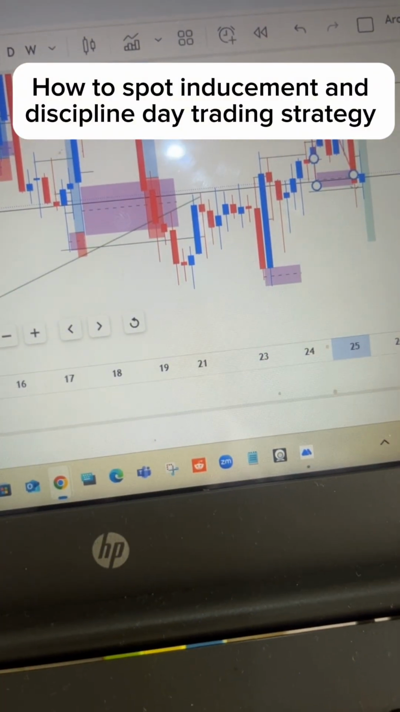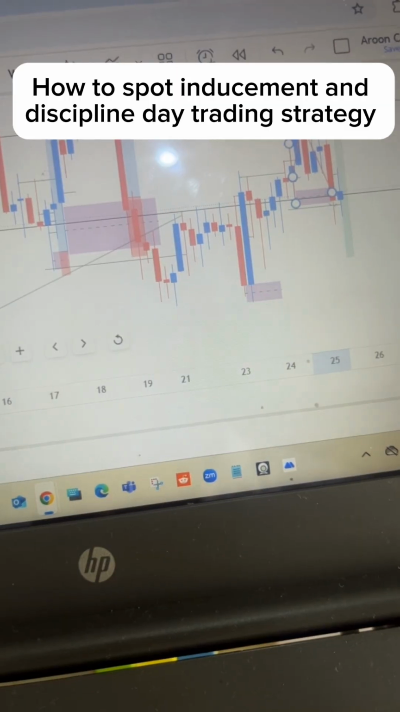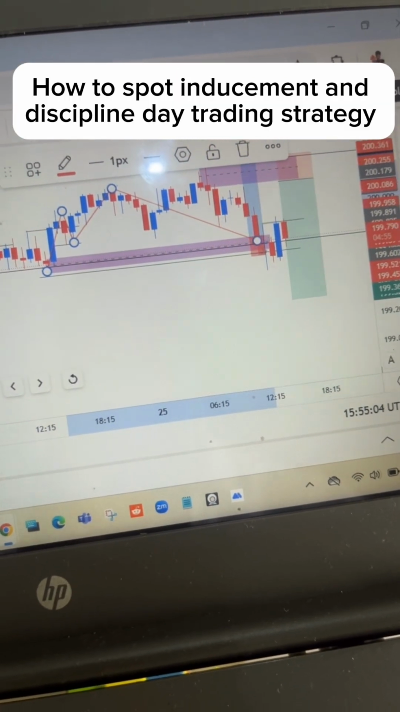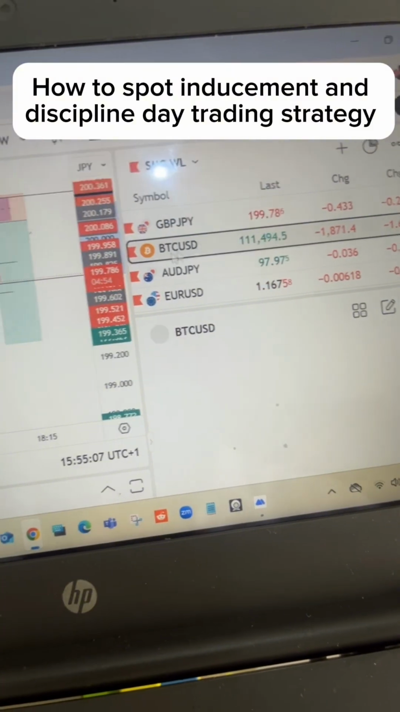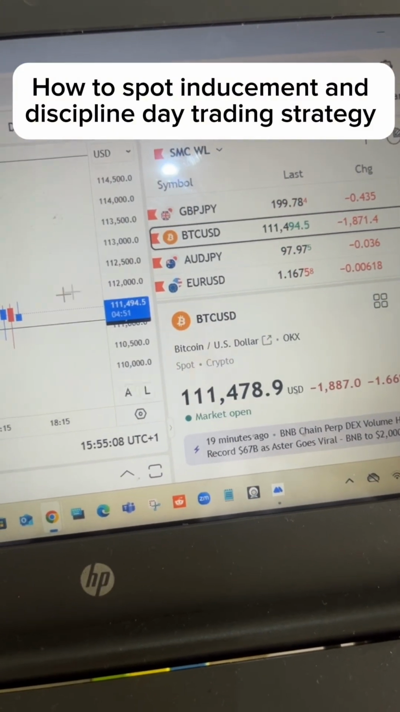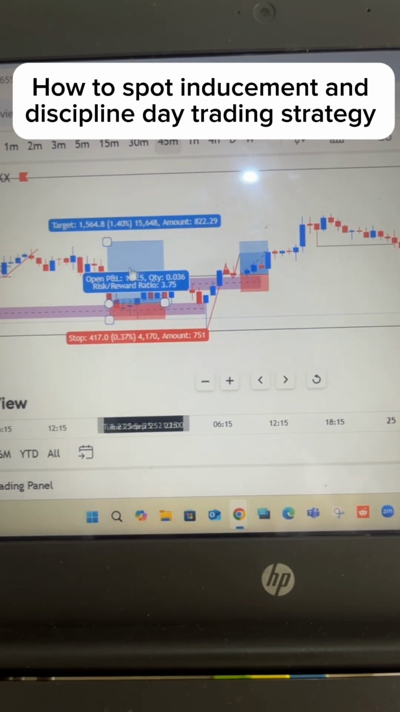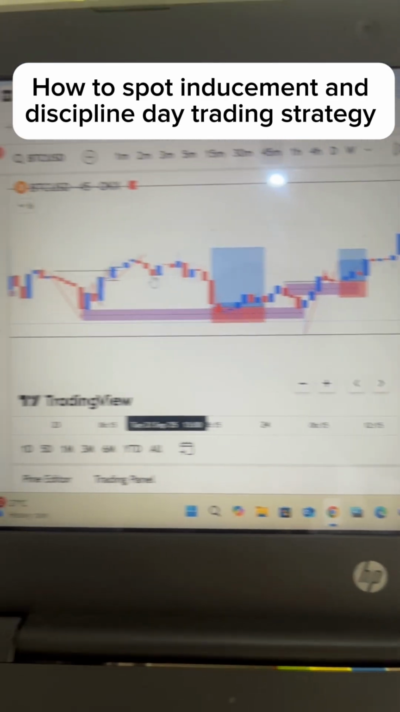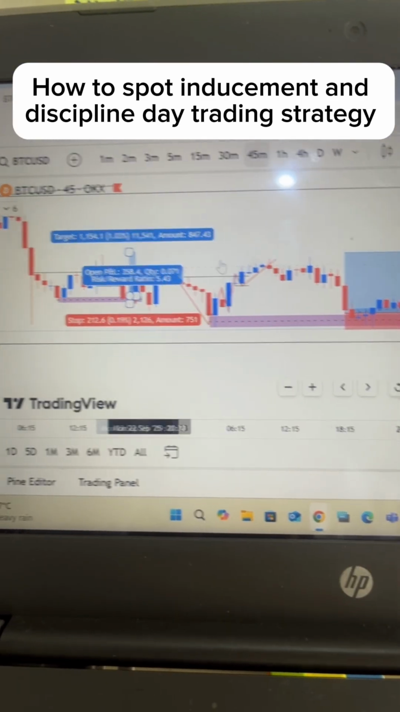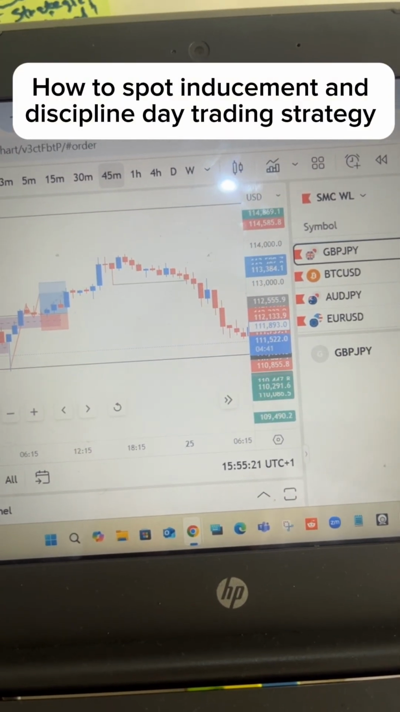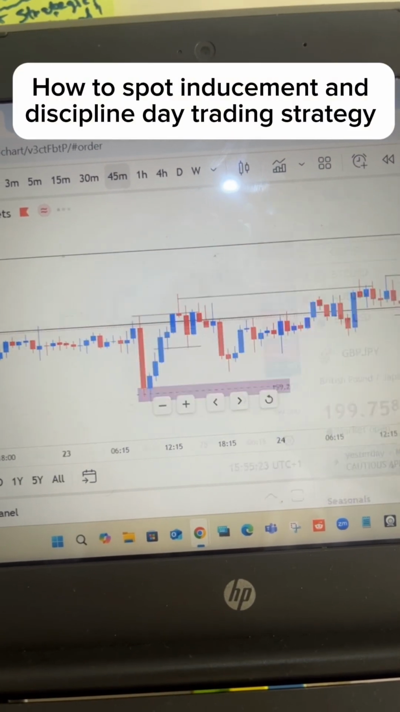All right. First, look at the GBP JPY setup that I used stop loss on. This is one that I hit on Bitcoin. This is two that I hit on Bitcoin already. See this one? This one was a stop loss, right? And this one was a stop loss. So let me show you how I identify those zones and how you can identify a zone using an inducement.